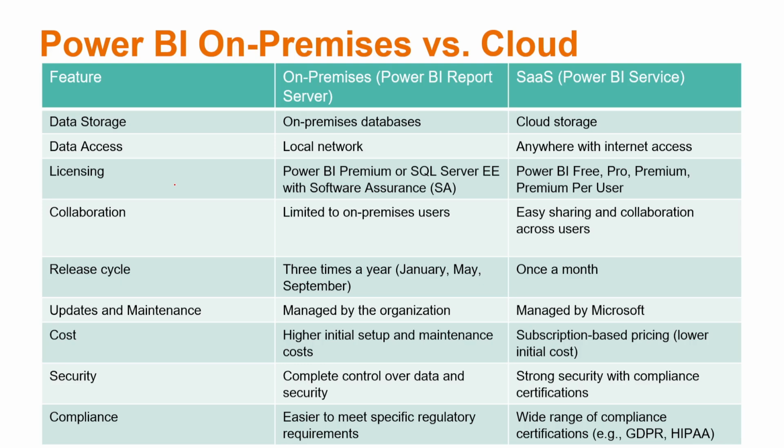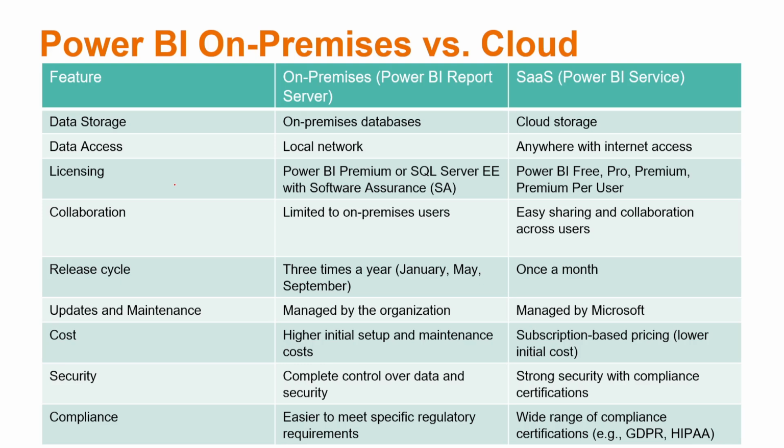Next one is collaboration. The people who are working on an on-premises solution will be able to interact with users only within their network. In case of Power BI service, they will be able to interact and publish the reports outside their organization as well, if required. Then comes the release cycle. In case of on-premises, Microsoft releases new features and patches for the existing product three times a year. In case of the cloud solution, they release patches and features every month.